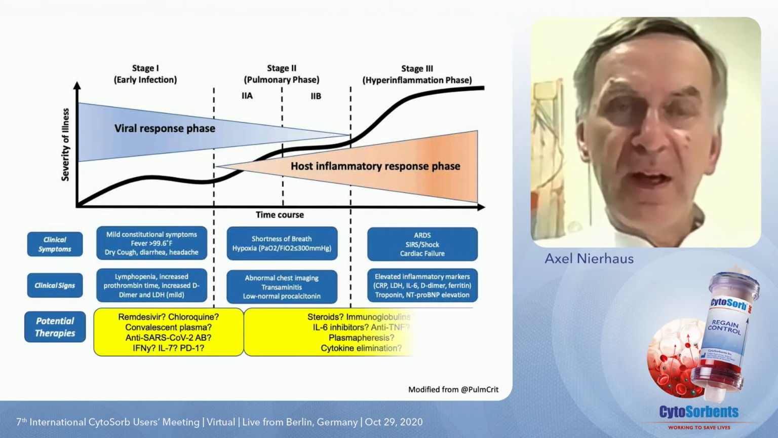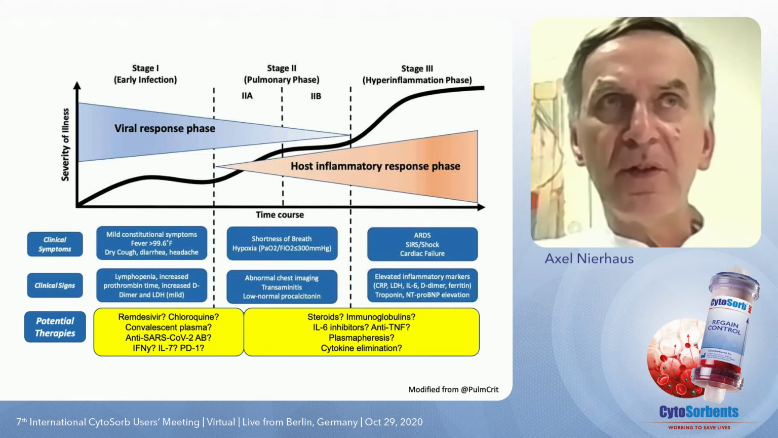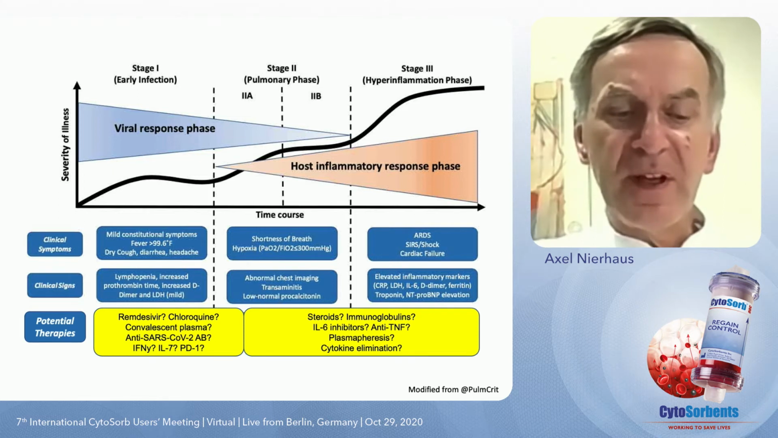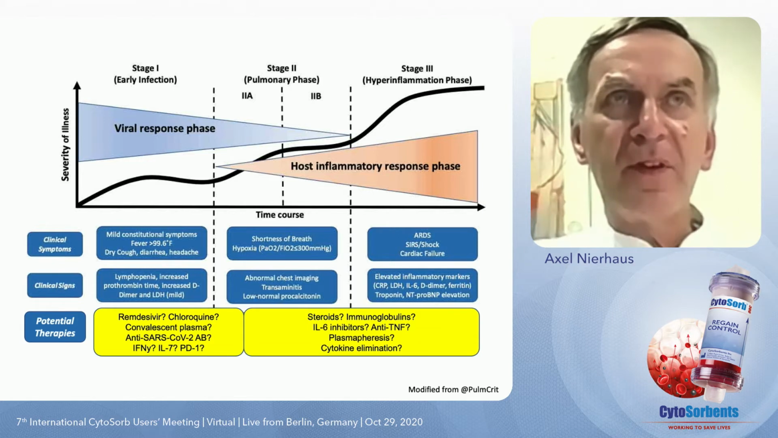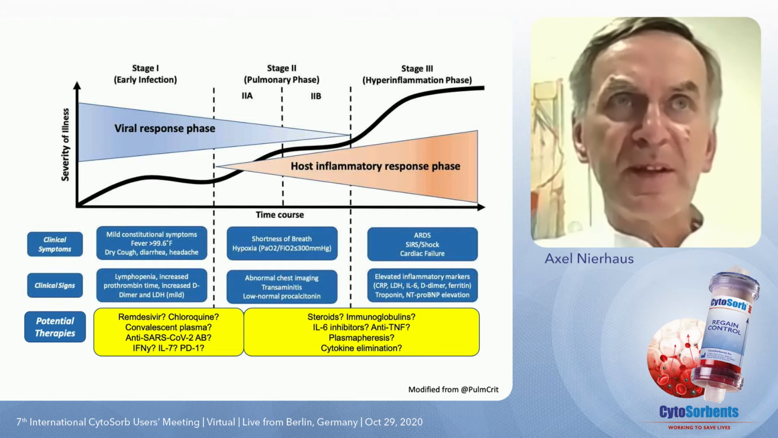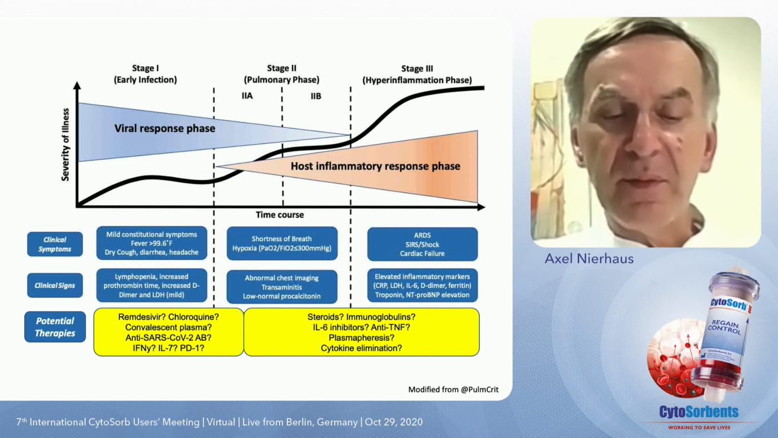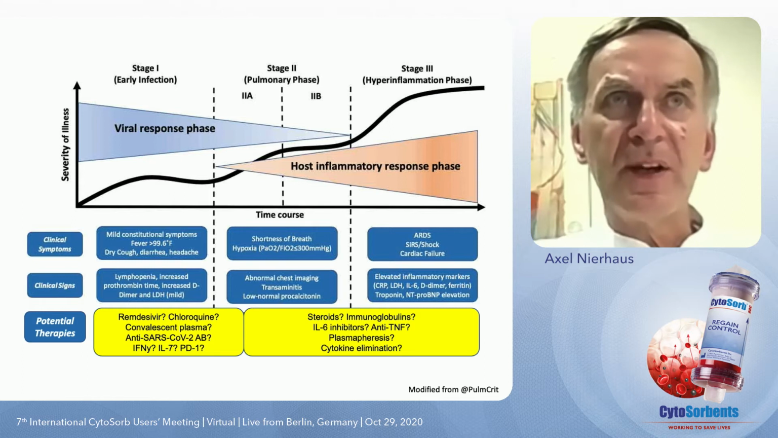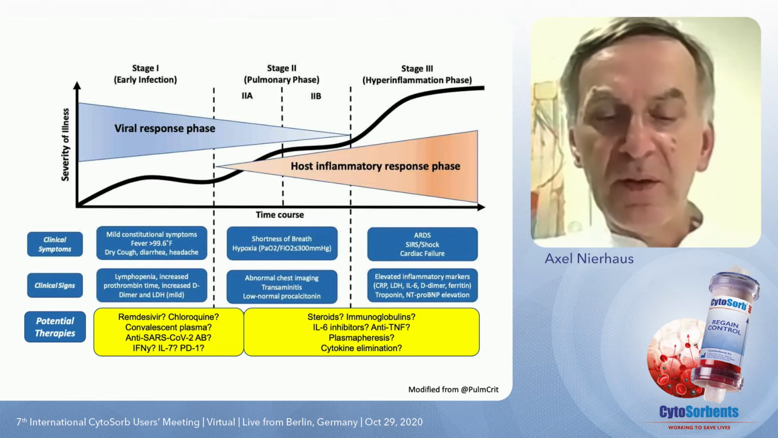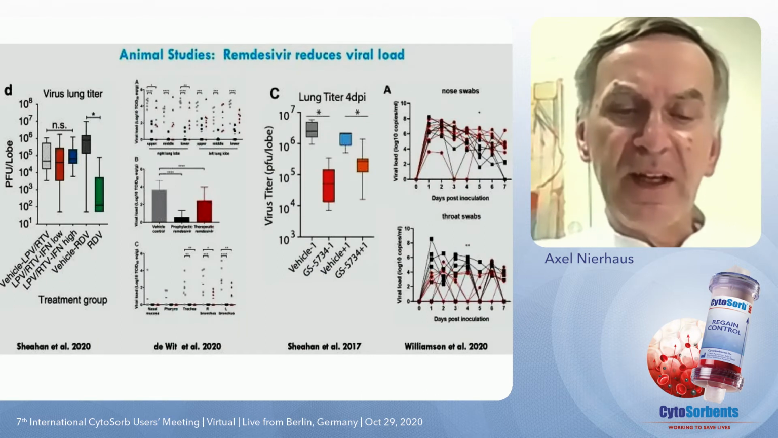So addressing these changes would mean adapting to the phase. In the viral response phase, of course, the control of viral replication is the method of choice, with, for example, remdesivir or other agents we still don't have very much experience with. And later on, I think it's more important to address the inflammatory response to attenuate distal organ damage.